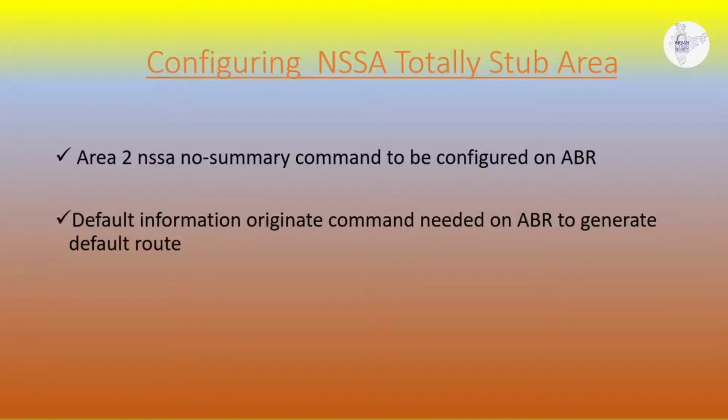So how to configure NSSA totally stub? The area 2 NSSA no-summary command is to be configured on ABR. This command will be given on ABR only, not on any other router. And the default-information originate command is also needed on ABR to generate a default route, to inject the default route into the NSSA totally stub area, just as in the NSSA.